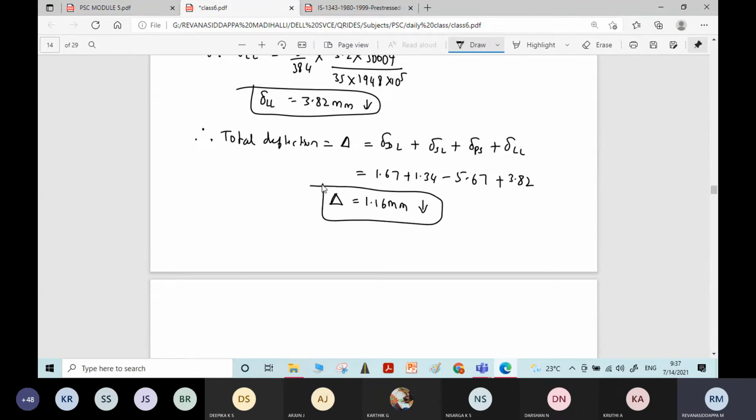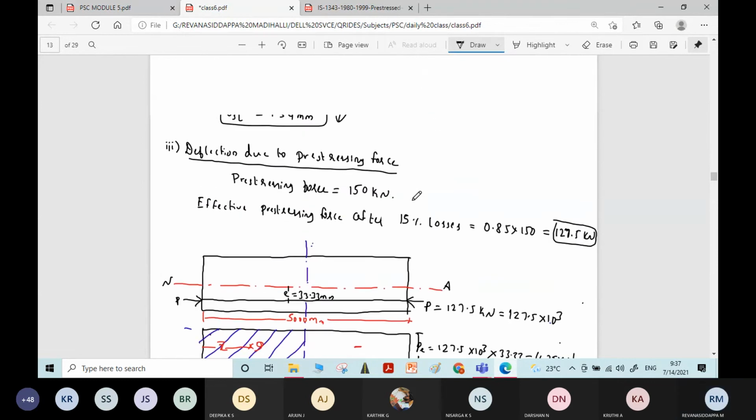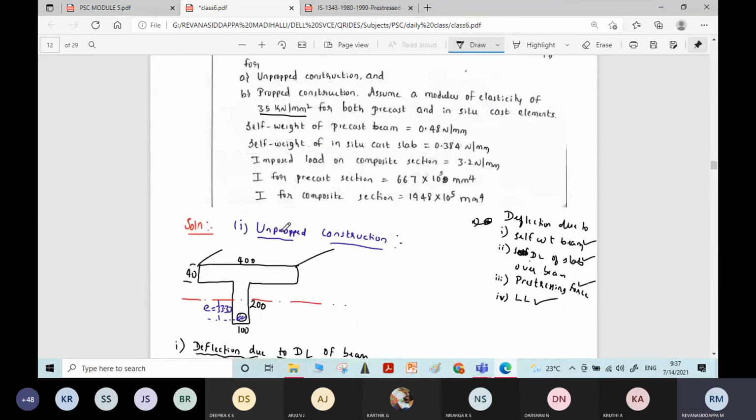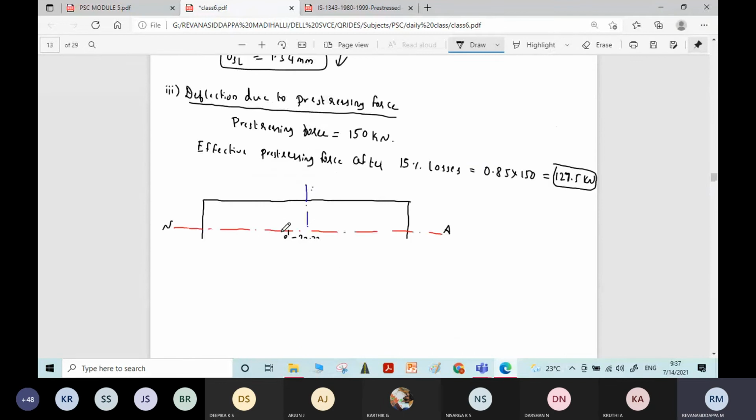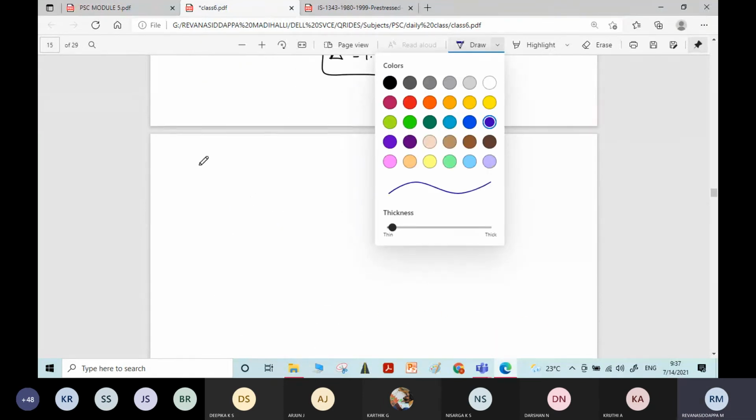Okay, so this is the procedure what we have to follow for unpropped construction. Let us see what is the procedure for propped construction. Okay, second one, propped construction.